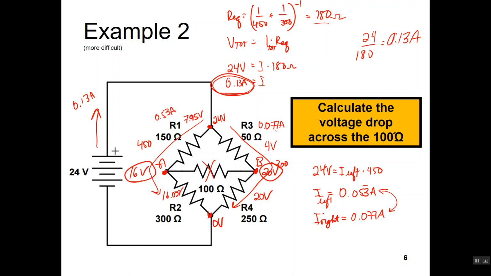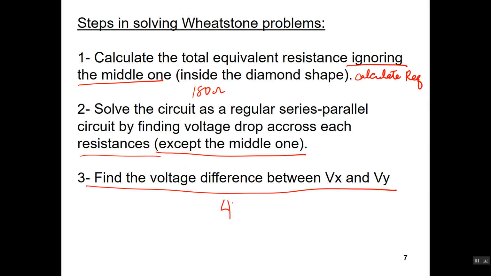Okay. So I have 16 volts and 20 volts. Is there a voltage difference across A and B? Therefore, there's going to be a current through it. That's great. And what is that voltage difference between those two? 4. So here, find the voltage difference VAB. So in this case, it's going to be 4 volts.